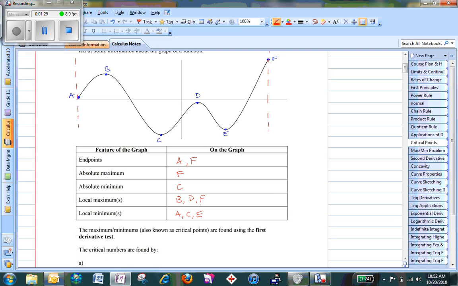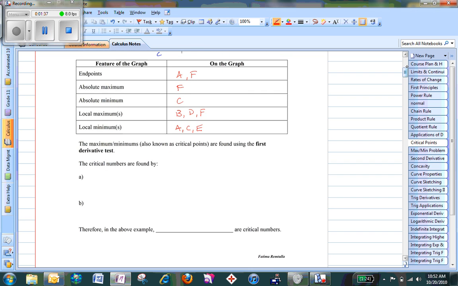Now, the maximum minimums, also known as a critical point, so these are the same thing, are found using the first derivative test. Basically what that means is you set the derivative, f prime of x, equal to 0. We also want to be able to set the derivative equal to undefined. So we can say it like this, or we can say it with the words. Basically what I'm saying is that the denominator is also set equal to 0.